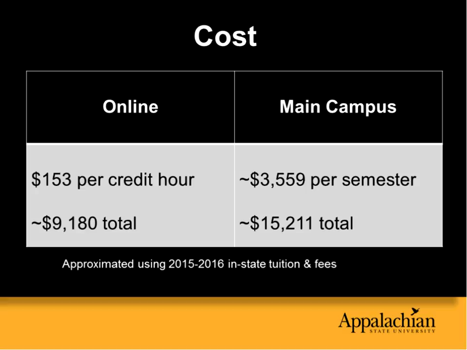Cost, folks are always interested in costs, and thank you to Lindsay for putting together these estimated costs based on the 15-16 numbers that are currently out there. Online, students get a bit of a break because they don't pay all the on-campus fees. So main campus is just a little more, and that's mainly because of fees. Online students do still pay some fees, they just don't pay as extensive fees as the on-campus students do. But online, it's $153 a credit hour.